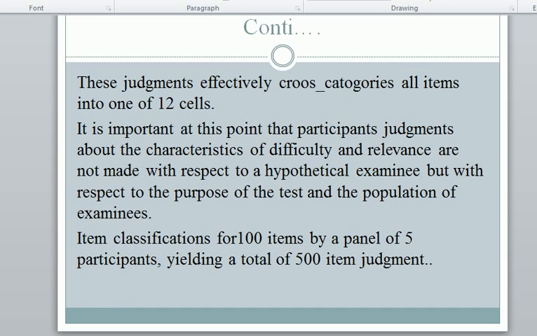So it is important at this point that participants' judgments about characteristics of difficulty and relevance are not made with respect to a hypothetical examinee.